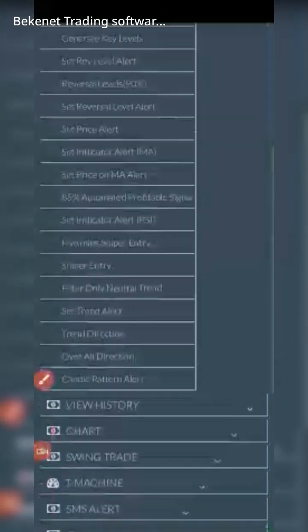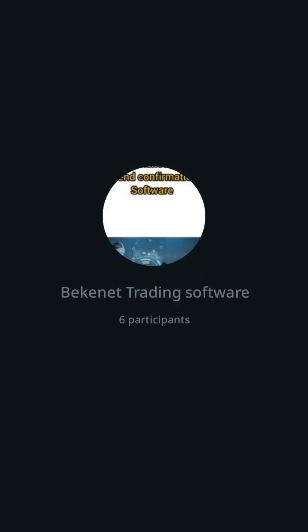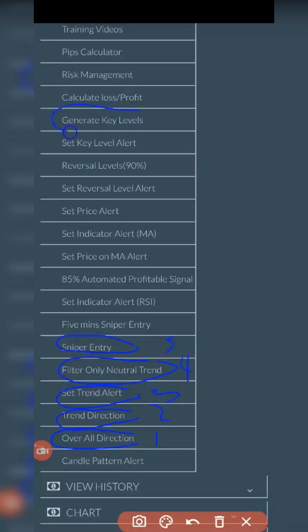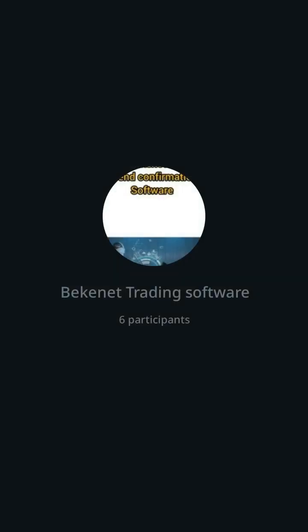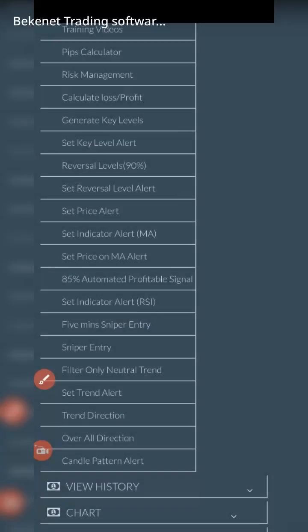There are a lot of things here, but I'm just going to pick the ones they requested. So I'm going to pick this one: sniper entry, neutral trend, and this is turning point. This is daily trend direction. This is overall trend direction. So I'm going to be dealing with number 1, number 2, number 3, number 4, number 5, and where is this key level, and this one, how to use key level. Those are the things I want to focus on, and it's for advanced people. So the first thing first, all I need to do is to click on overall trend direction.